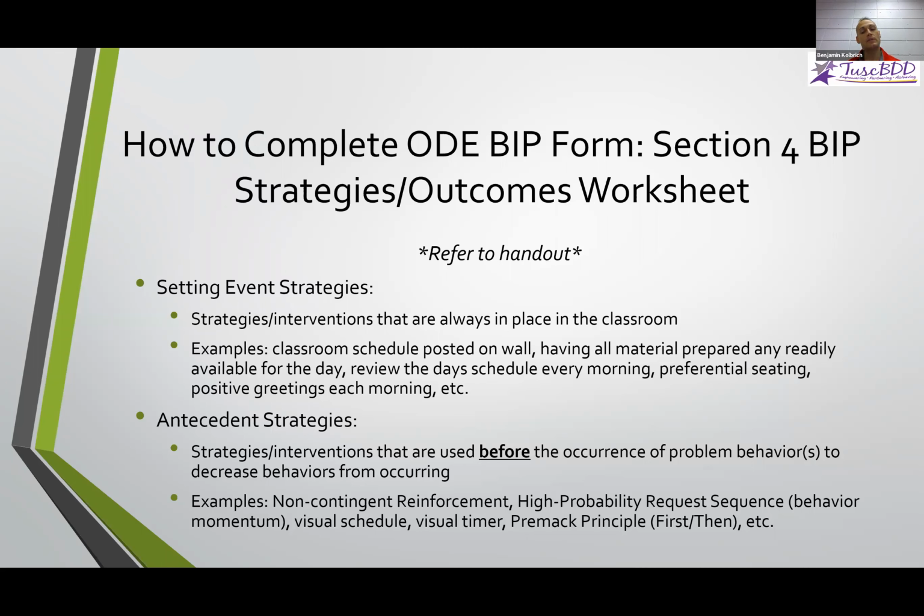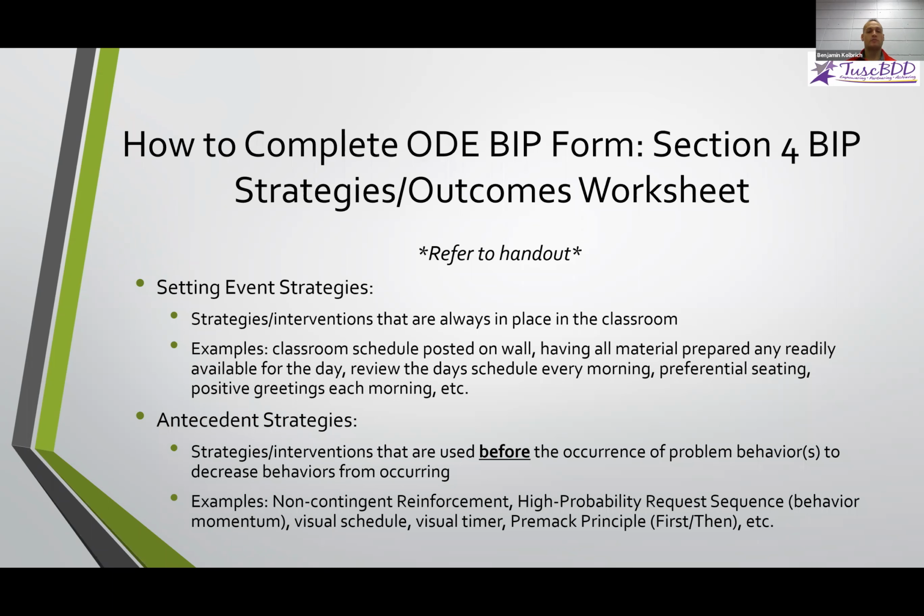High probability request sequence. I don't want to go too much into all of these, but basically all that is when you start with a high probability behavior. Okay. And so let's say that Johnny does not like math worksheets. Okay. We know this. He doesn't like them. And most of the time he's going to hit you. So we start off with simple tasks that we know he'll complete, that he has no problem completing. Johnny, can you please get out a pencil? Johnny gets out a pencil. Johnny, can you please get out your eraser?